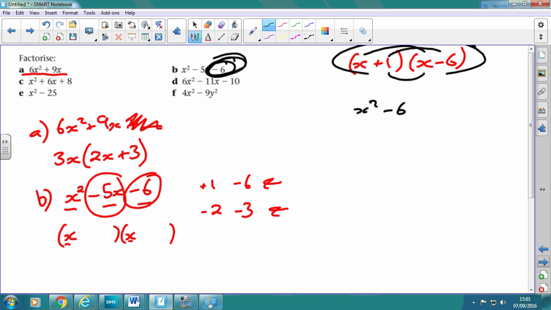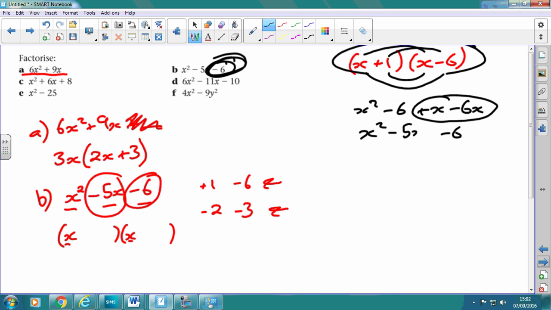Then we've got plus 1x plus x, and then minus 6x. Then if we simplify that, x squared, we've got the minus 6, but x minus 6x is going to be minus 5x. We've got x squared minus 5x minus 6, and there we've got our correct answer.